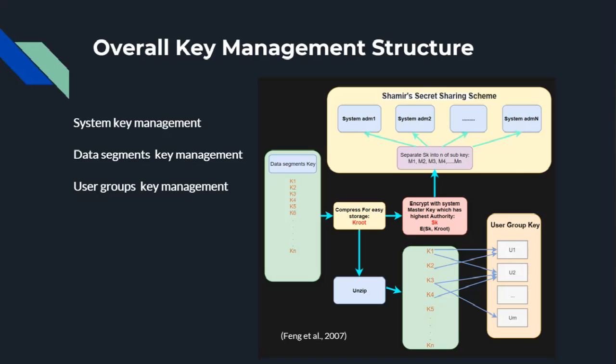The system master key will have full access to the entire system. Therefore, it is very important to keep the system master key safe. Hence, Shamir's secret sharing scheme is used to separate master keys into many subcomponents, which are distributed to different administrators. On the other hand, user group keys are generated using the Chinese remainder theorem to aggregate segment keys.